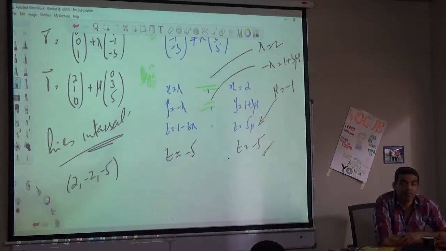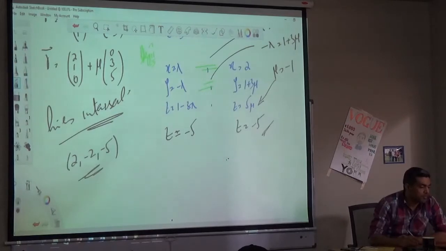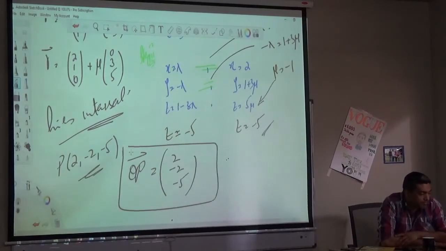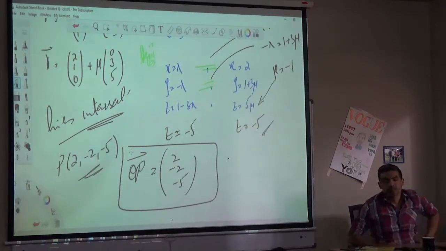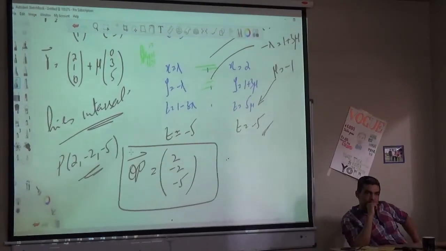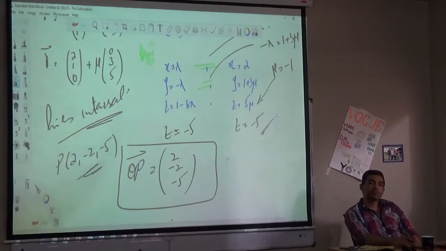But the question has not asked you for the point of intersection, by the way. The question has asked you for the position vector of the point of intersection. So don't give the answer in this form. You need to give the answer in the position vector form. So you can say this is the point P, the point of intersection. So the position vector is 2, minus 2, minus 5. Are we all good till here? Any questions? Is everyone okay with the procedure?